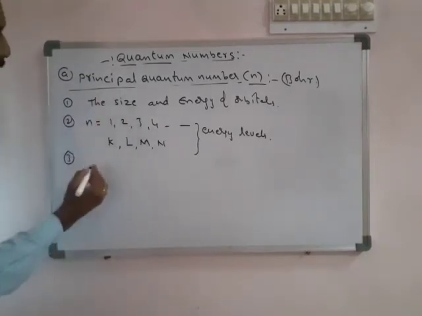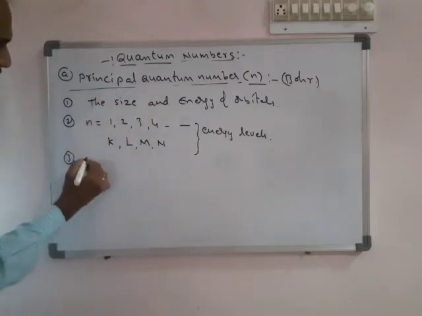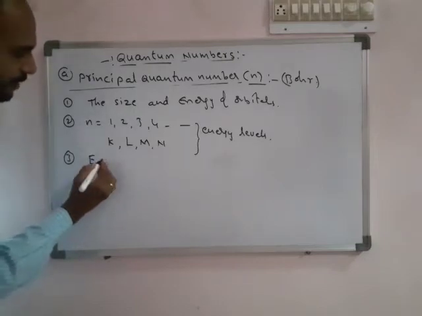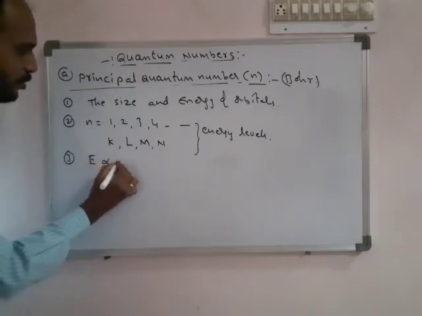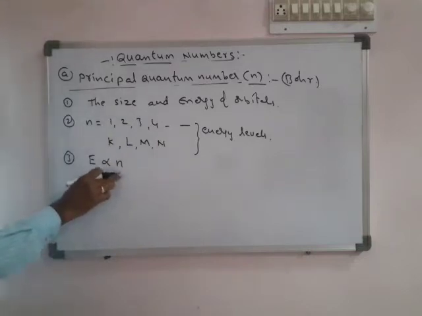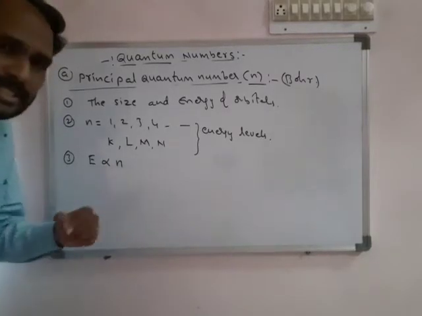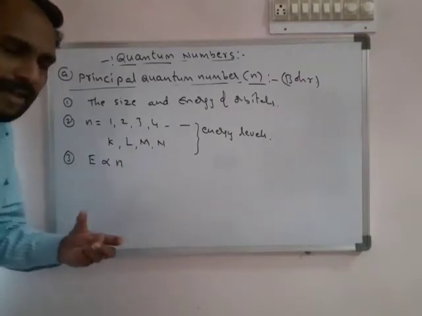So what is the importance of these quantum numbers? This quantum number determines the energy of an orbital. The energy of an orbital is directly proportional to n, the principal quantum number. Means if an electron is present in n equals 1 and another electron is present in n equals 2, which one is having more energy?